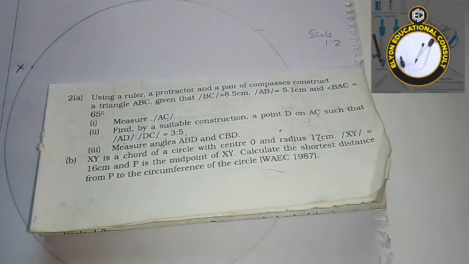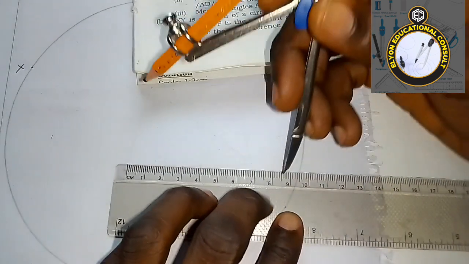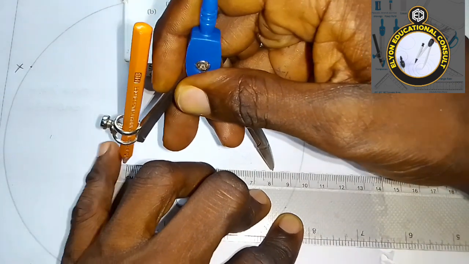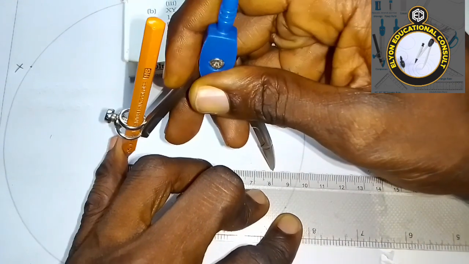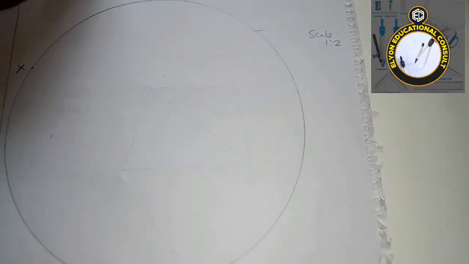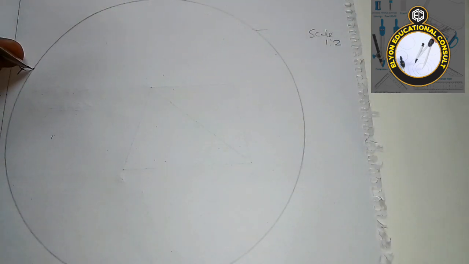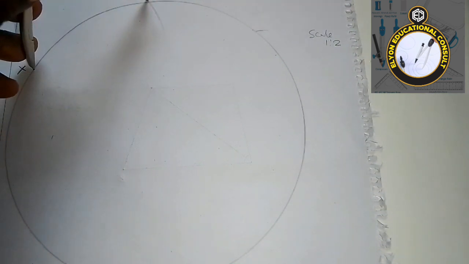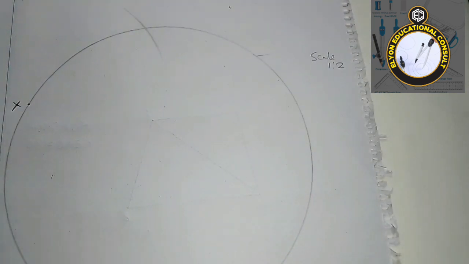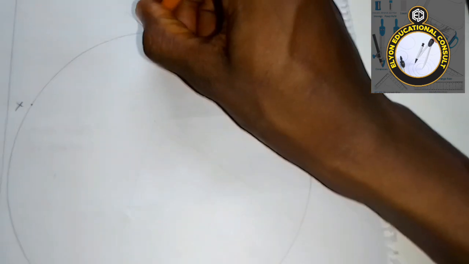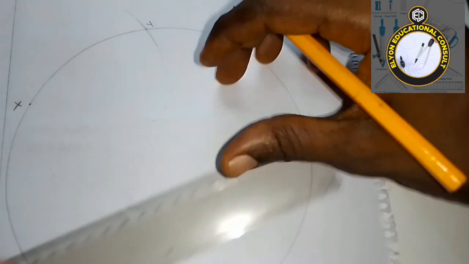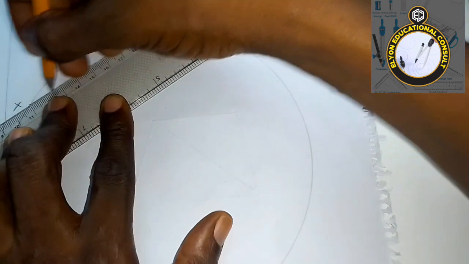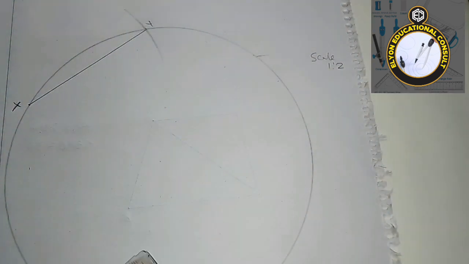So I'm going to be extending my compass to 8. So this is my 8. Place on X, point X. Mark any point on the circumference of the circle this way. So we mark this point on the circumference of the circle. I will be calling this point my Y. So I'm going to join XY.